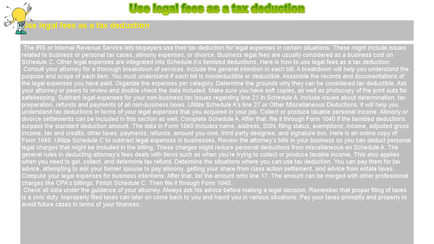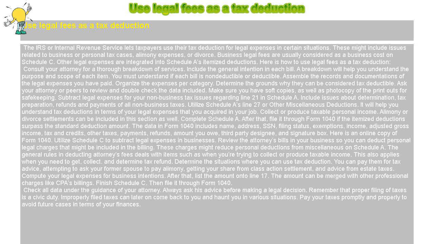Business legal fees are usually considered as a business cost on Schedule C. Other legal expenses are integrated into Schedule A's itemized deductions. Here is how to use legal fees as a tax deduction.